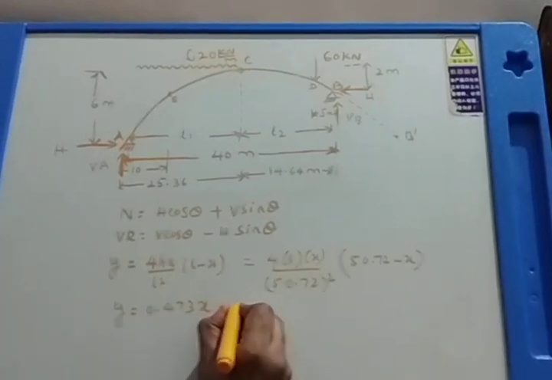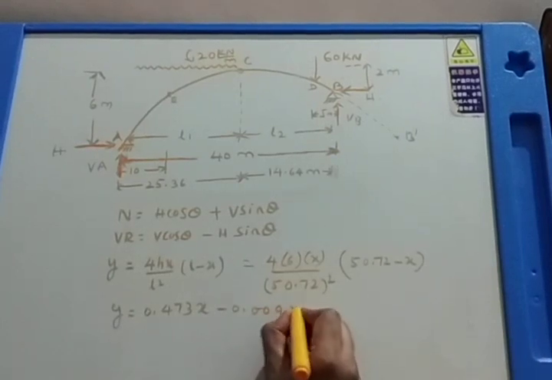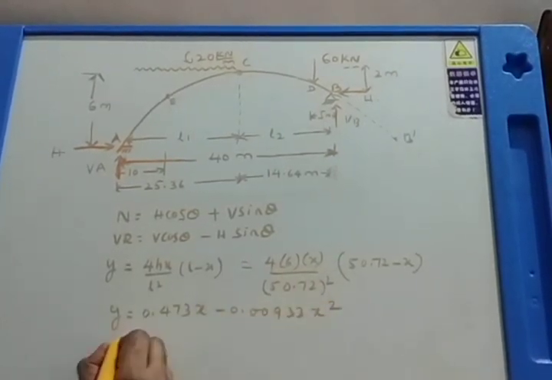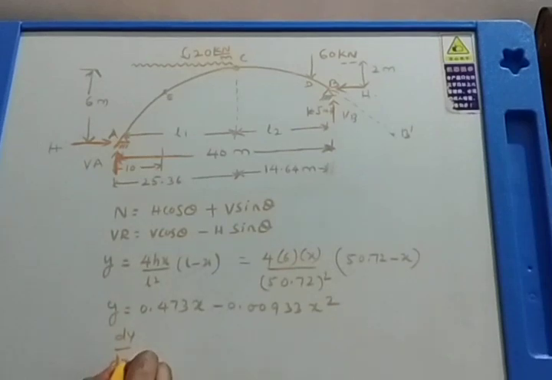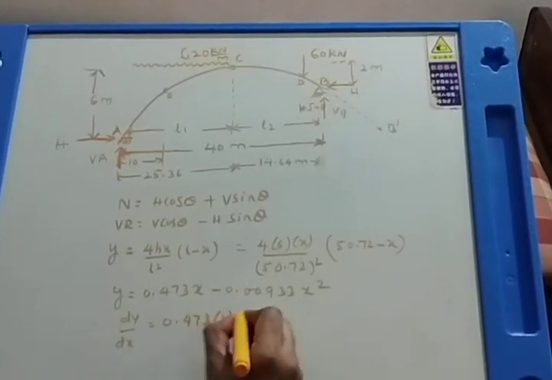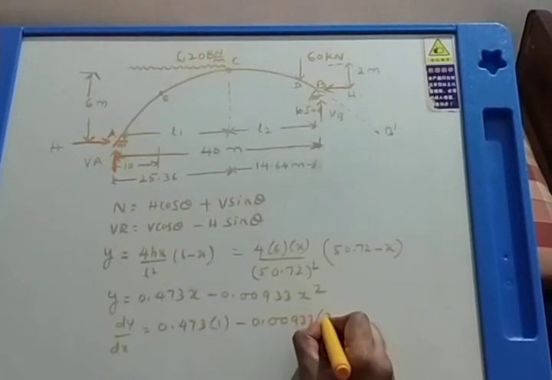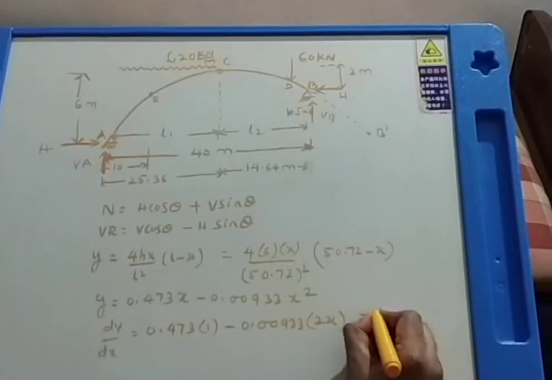If you simplify this, you are going to get the value of y is equal to 0.473x minus 0.00933x squared. Now differentiate this as usual. dy by dx is 0.473 into 1 minus 0.00933 x square, differentiation is 2x. This is equal to tan theta.